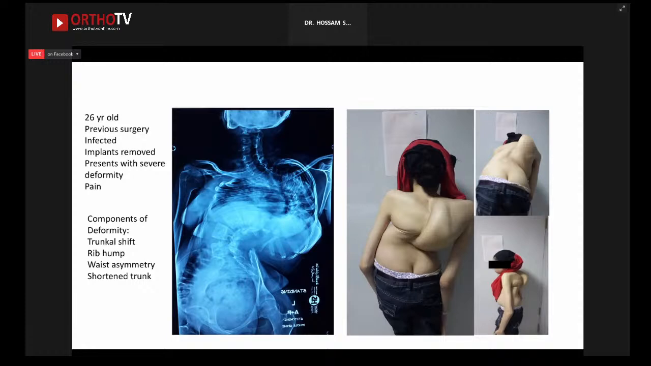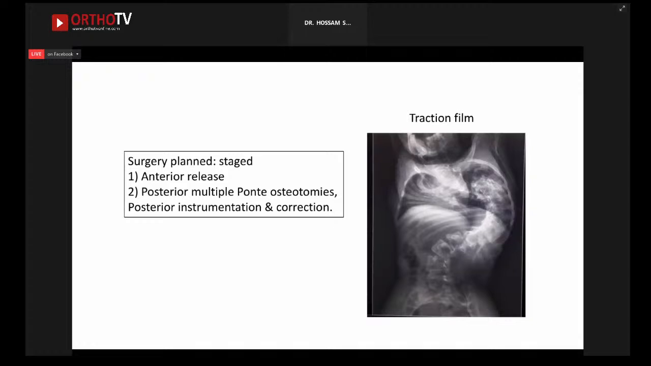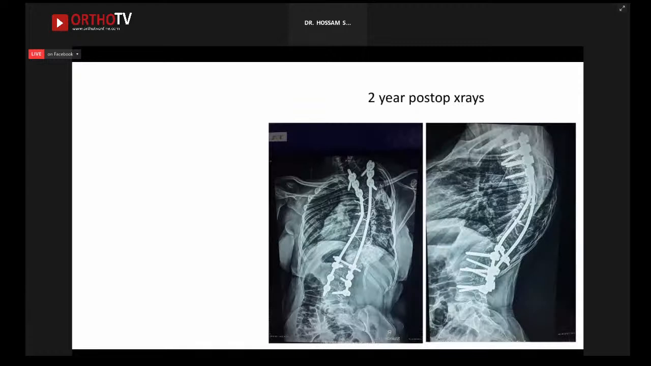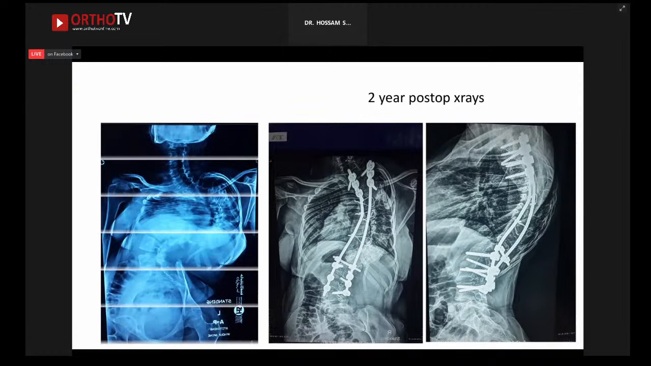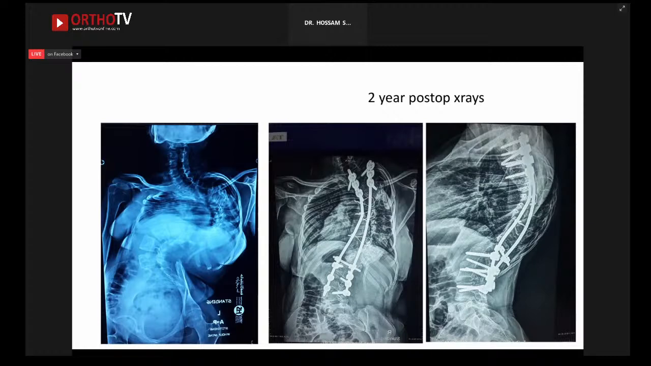Surgery was planned here by doing a staged anterior release, then followed by multiple posterior Ponte osteotomies and a posterior instrumentation and correction. And you could look at the difference in the x-rays. These are the post-operative x-rays 2 years post-op, and you can compare these to the pre-operative x-rays. She had a good clinical result following this surgery.